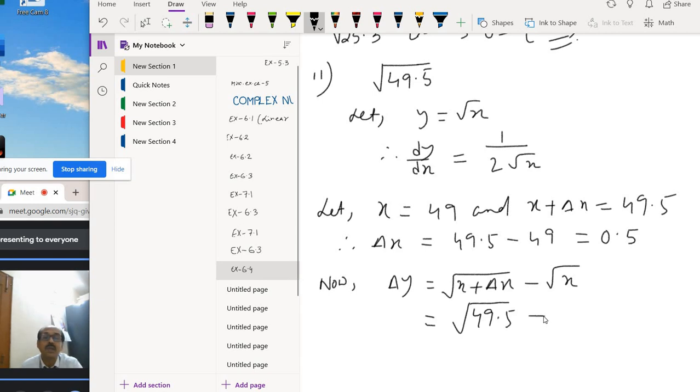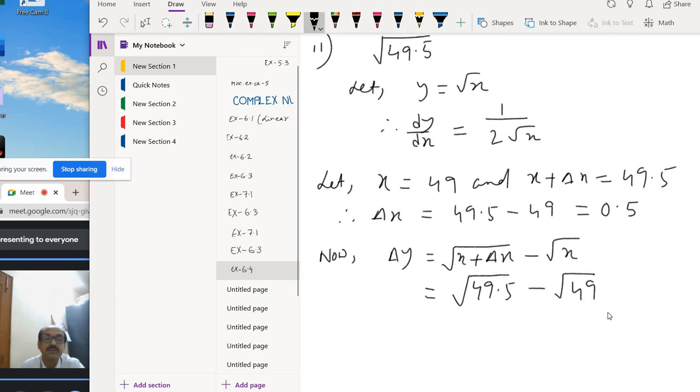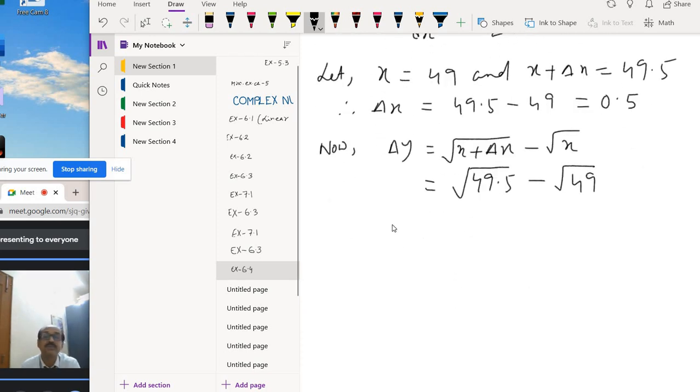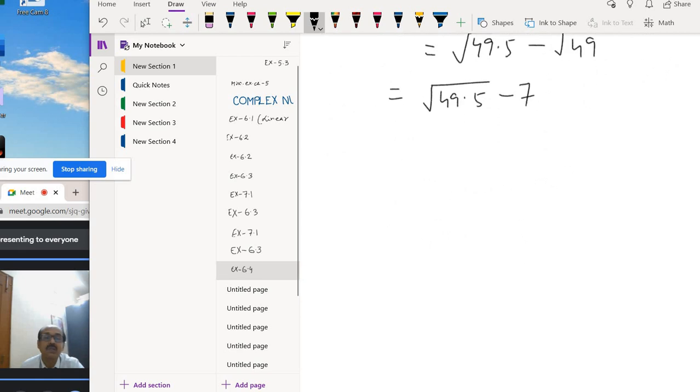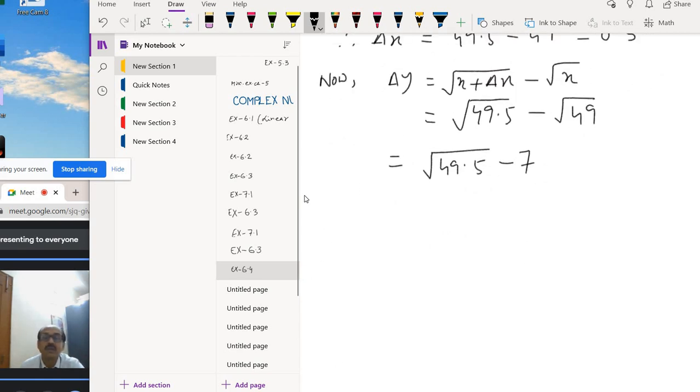Minus x is 49, so root 49. So this is equal to under root 49.5 minus 7. Okay, so this means delta y plus 7 is equal to under root 49.5. Okay, this is equation number 1.